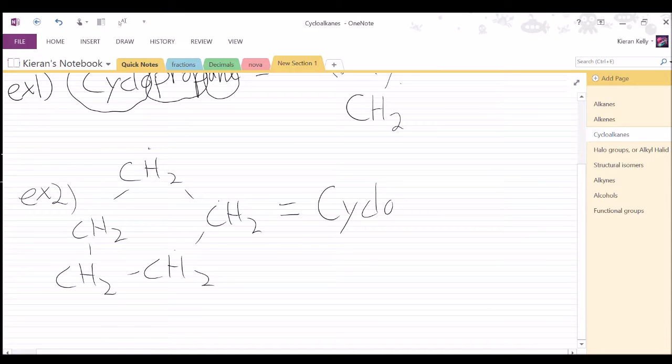We have 1, 2, 3, 4, 5. So we have 5 carbons. The prefix for 5 is penta. So we're going to go ahead and write cyclopenta. And then our last thing is all of these guys have a continuous chain with 1 bond. They're all singular bonds. The singular bond ending is ane, so we're going to finish it off with ane. So then we have cyclopentane.